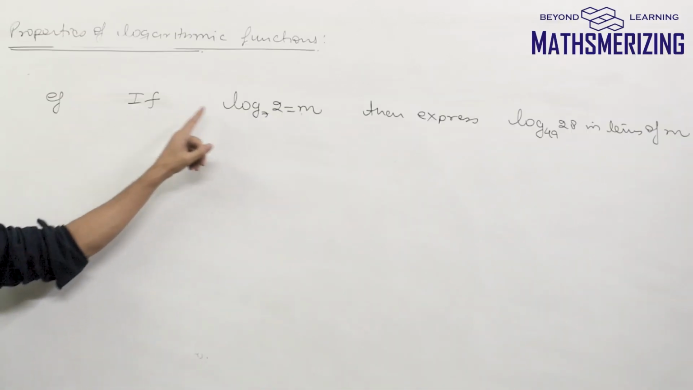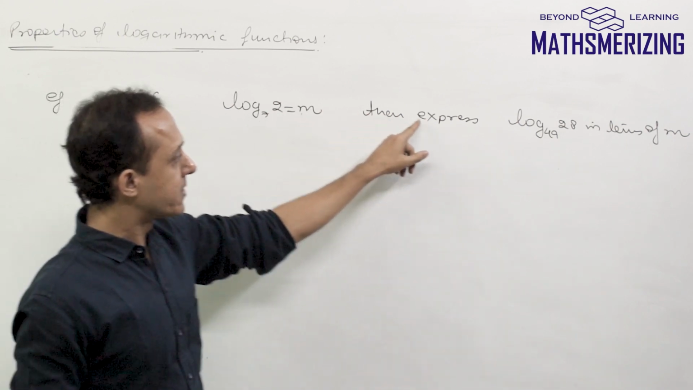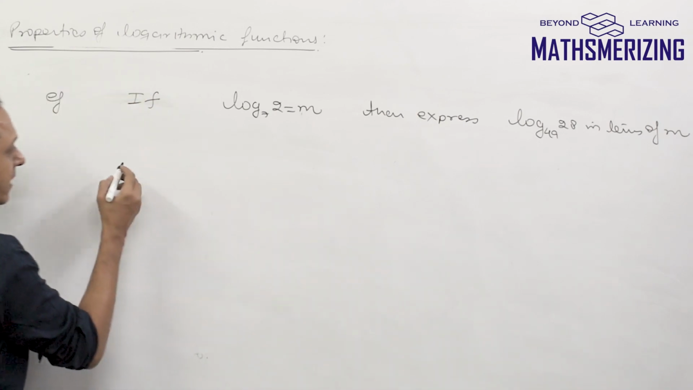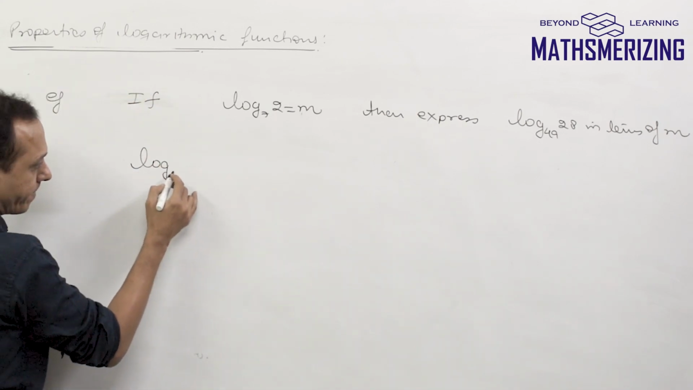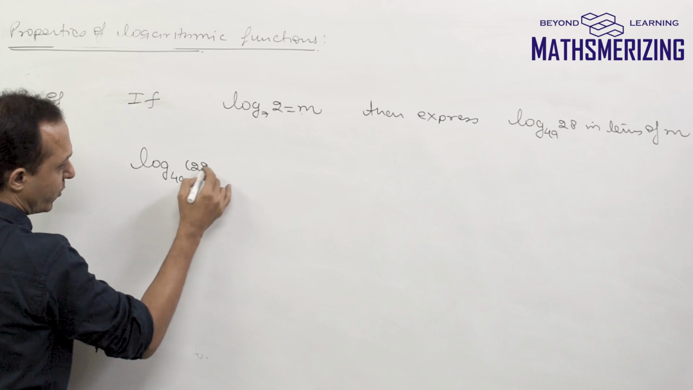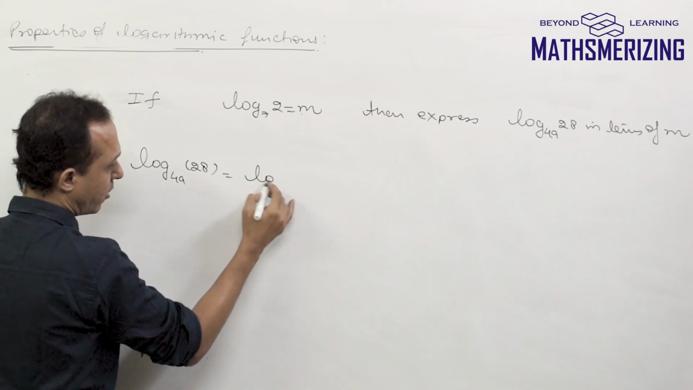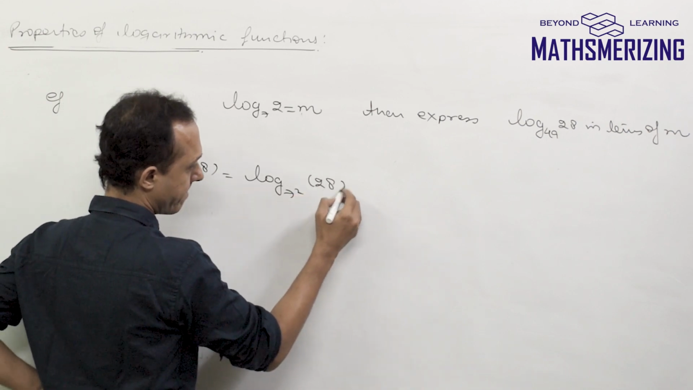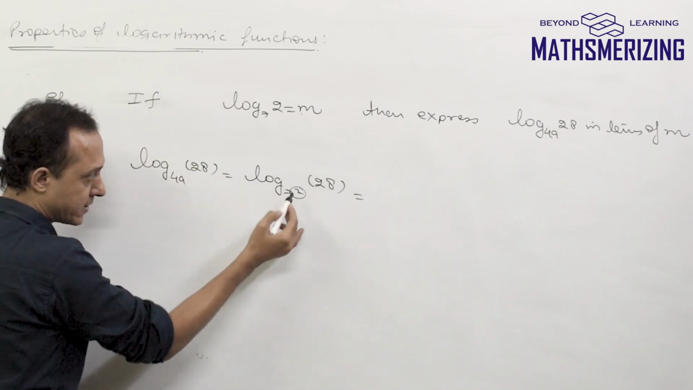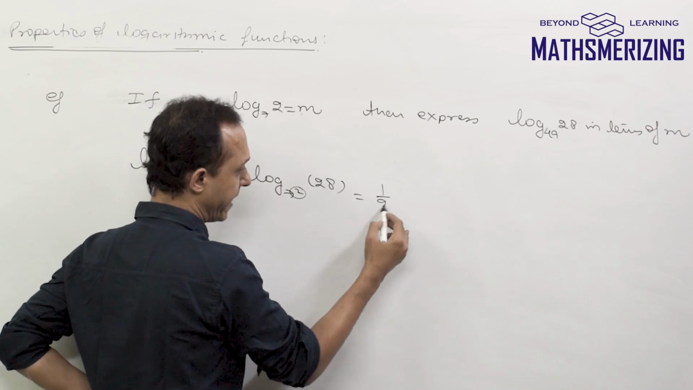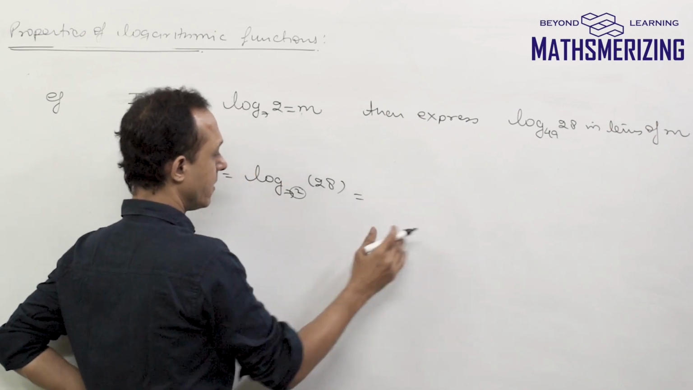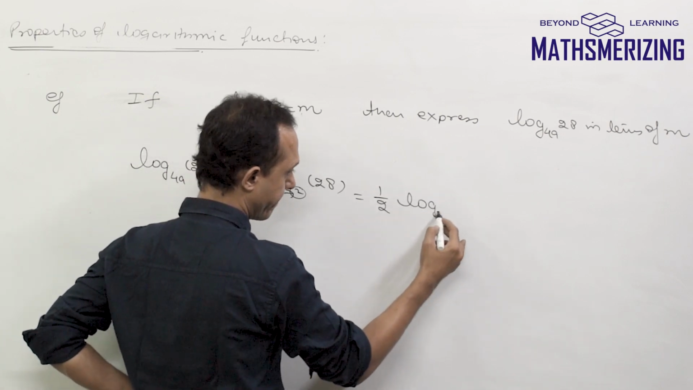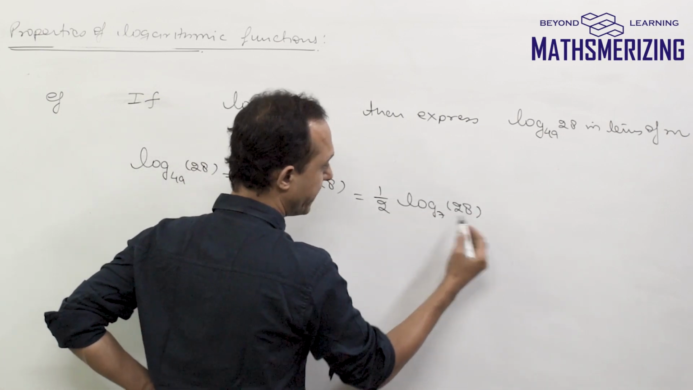So the question is, if log 2 base 7 is equal to m, then express log 28 to the base 49 in terms of m. So what I'll do is write log 28 to the base 49. Now I express 49 as 7 square. Now there is an exponent on the base, so I can take this power out. So I can write 1 by 2 log 28 to the base 7.